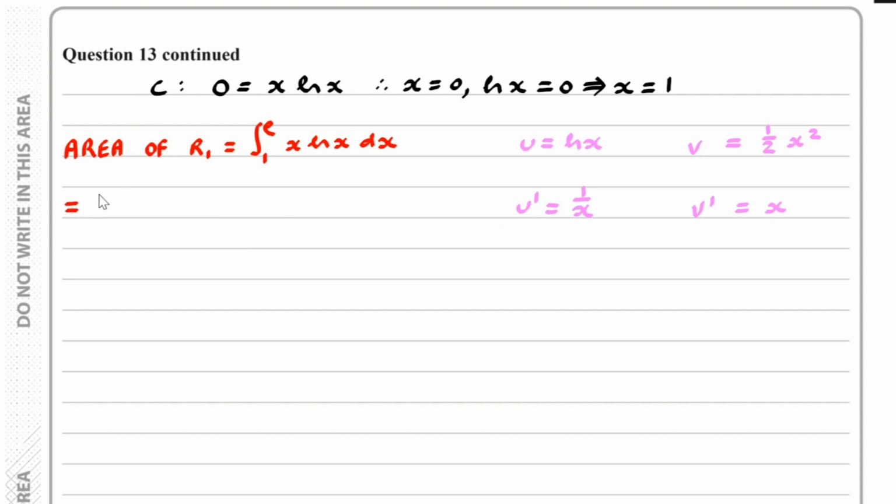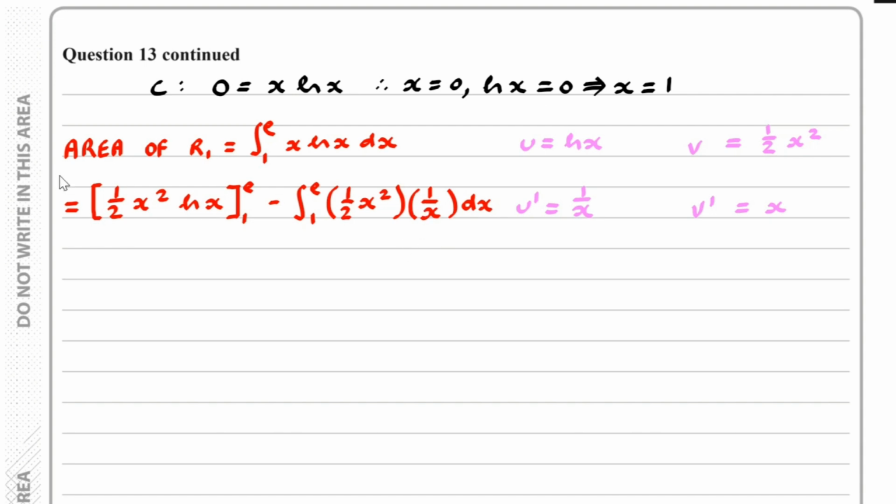So if I continue to work this out, the area of R1, I've got v times u, so I've got 1/2 x squared times the natural log of x, in between 1 and e. Subtract the integral from 1 to e of v times u dash, so I have here 1/2 x squared times 1 over x dx.